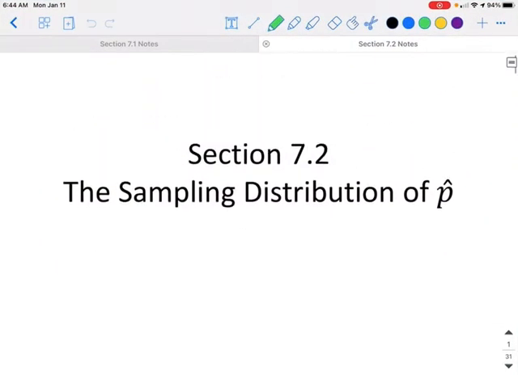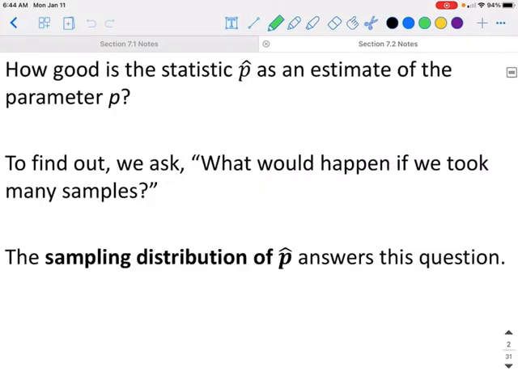Section 7.2, the sampling distribution of p hat. How good is the statistic p hat as an estimate of the parameter p? To find out, we asked what would happen if we took many samples. The sampling distribution of p hat answers this question.